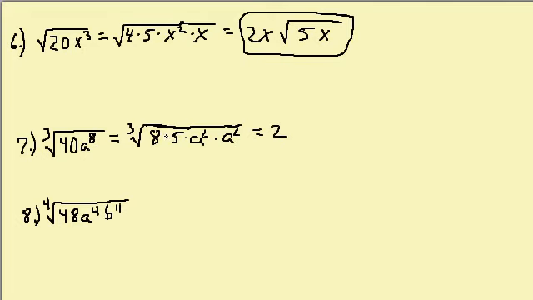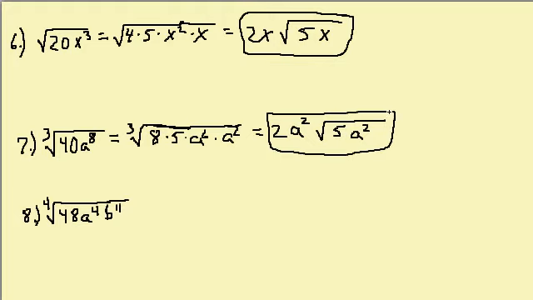Cube root of 5, that's not a perfect cube root. 3 goes into 6 2 times, so that's a squared. And 3 goes into 2, it doesn't go in there evenly, so that's not a perfect cube. So the 5 and a squared stay under the radical. 5a squared. And there's my final answer.